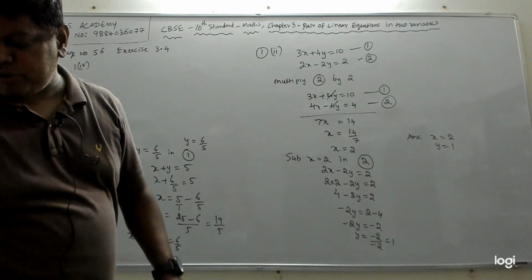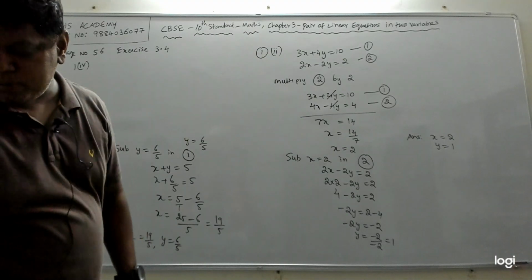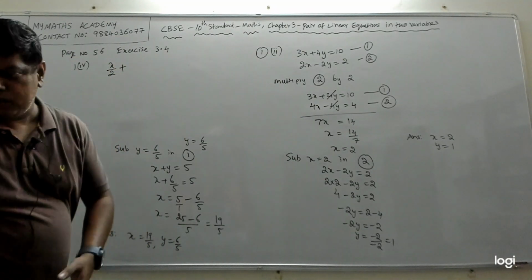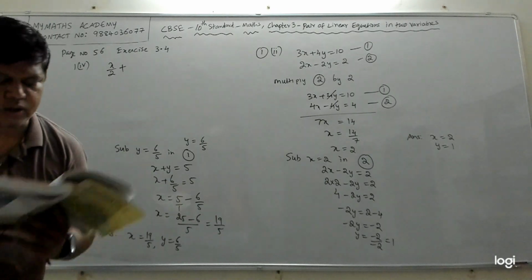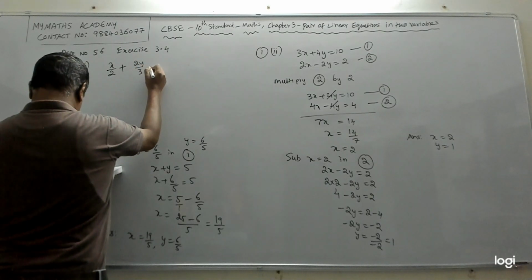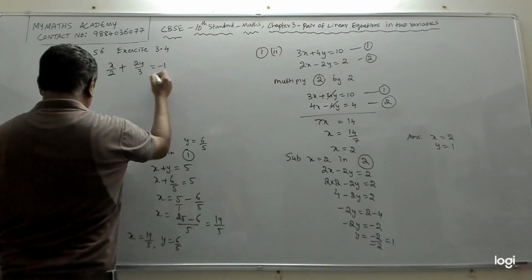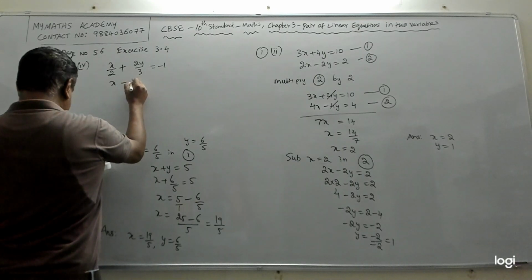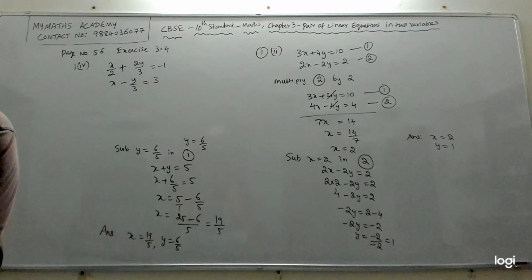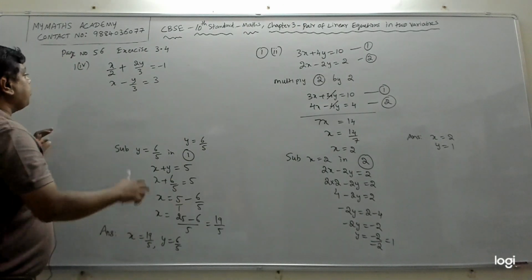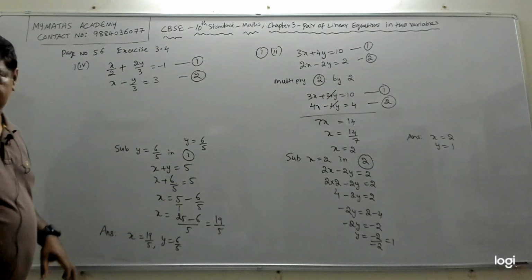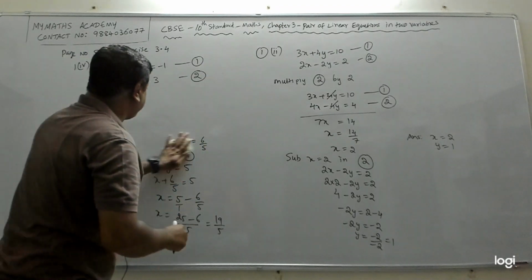In the fourth sub problem, which I am doing, x by 2 plus 2y by 3 equal to minus 1, x minus y by 3 equal to 3. So what we will do is, first step, let's try to convert this. This is equation 1, this is equation 2. Fine. So let's try to convert.